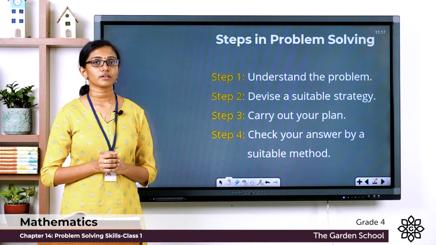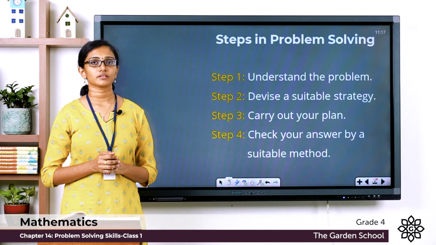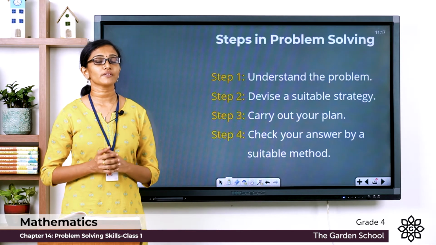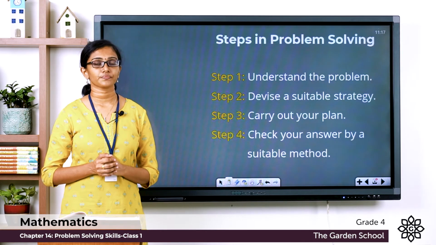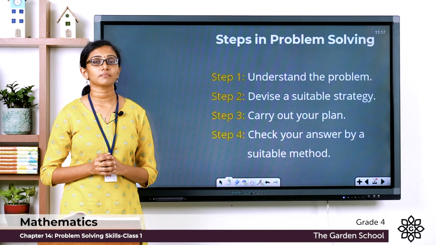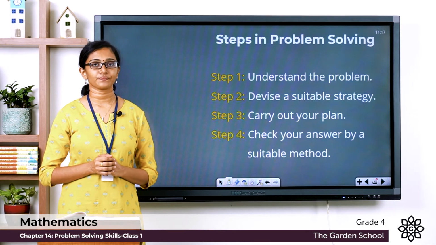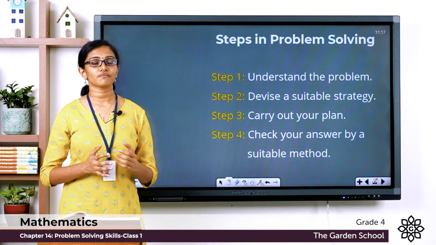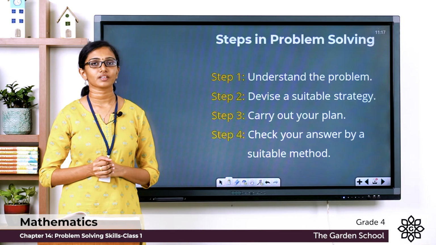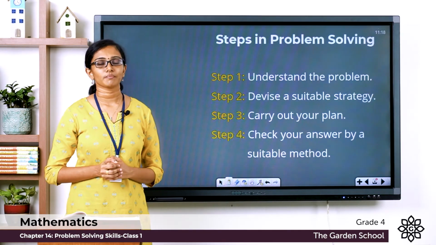And in the fourth step, or in the final step, you'll check your answer using a suitable method. For example, if you're doing a subtraction problem, how would you check your final answer? The difference. You can add the difference and the subtrahend and check if you get the minuend. And that way, you can check if you have done the subtraction correctly. And you have learned different methods to verify your answer in addition, subtraction, division, and multiplication. So these are the 4 general steps in any problem solving method.